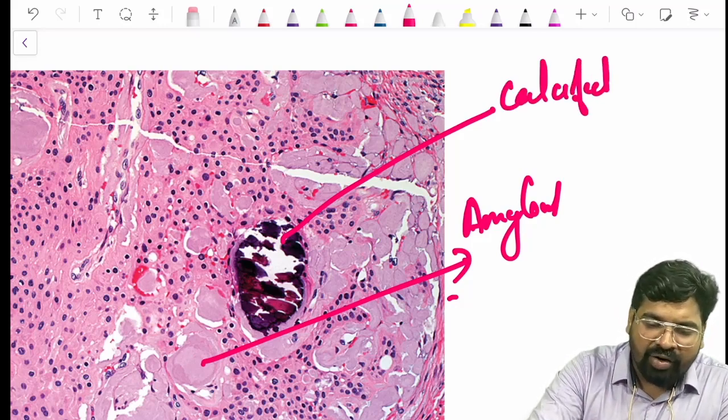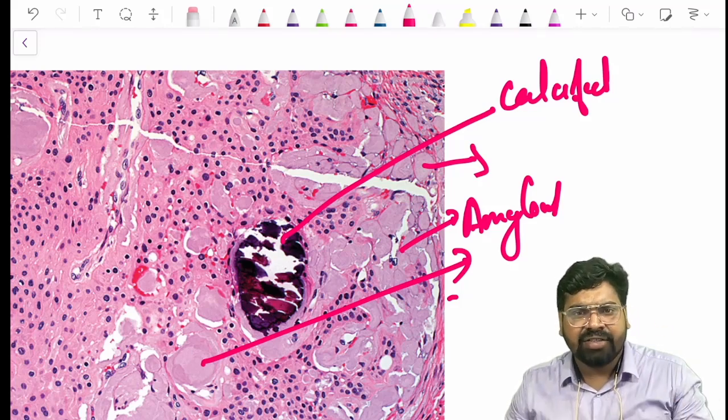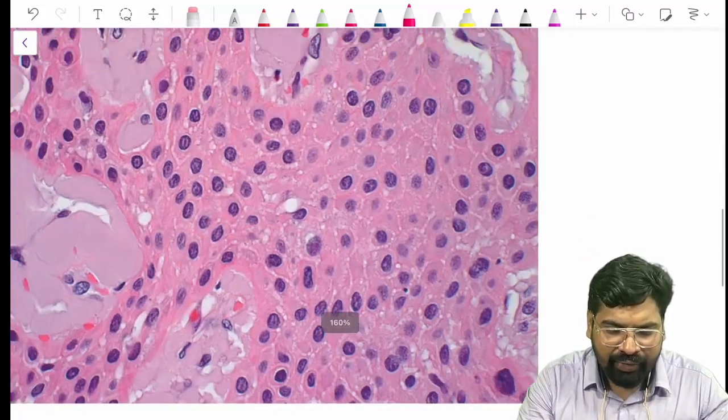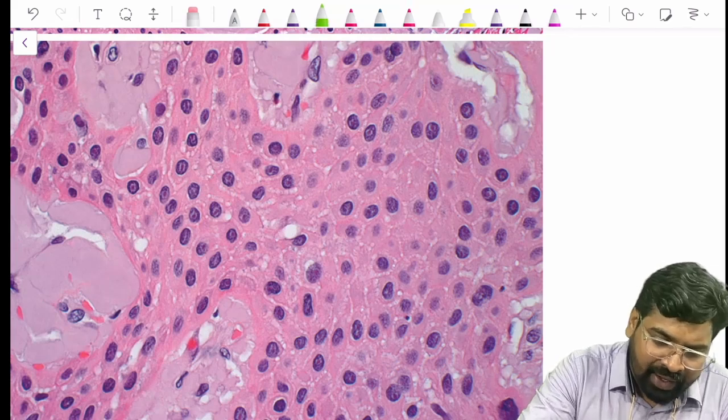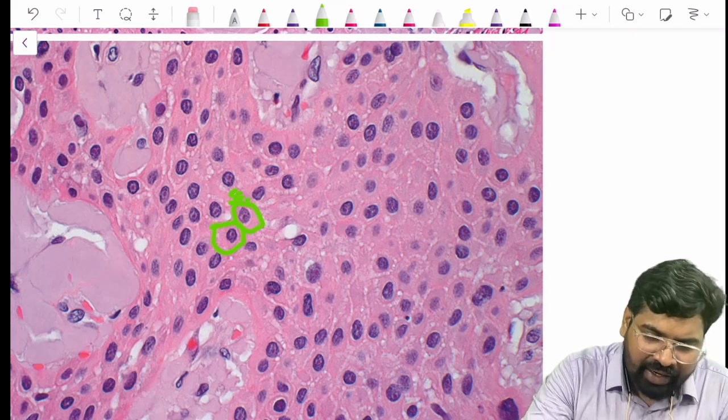Okay, the rest are all amyloid-like material. Can you see this? These are all amyloid-like material, and when it gets calcified, it turns a little bluish. Okay, so this is a higher power view where you can see the polygonal cells, and they have very good intercellular connections.